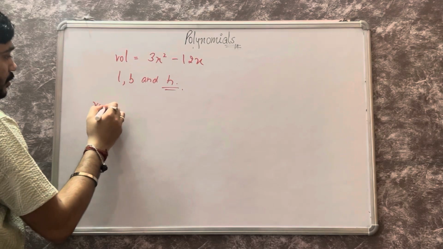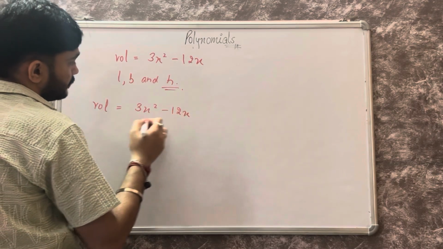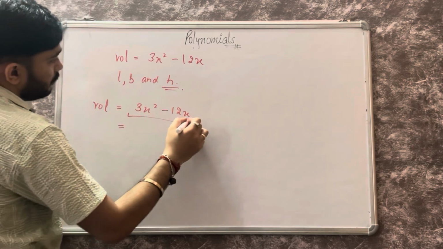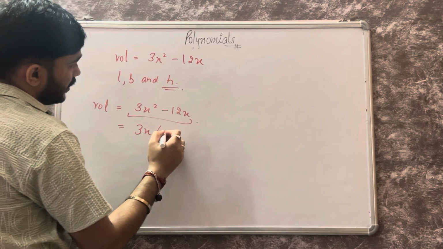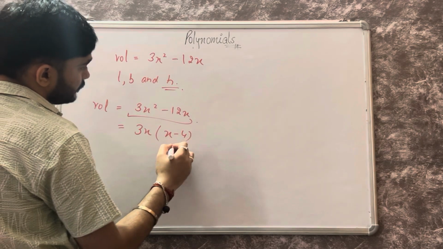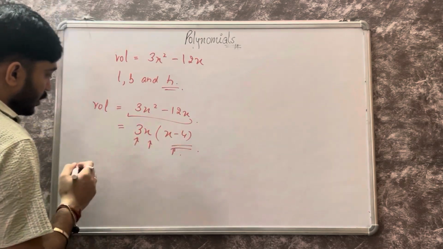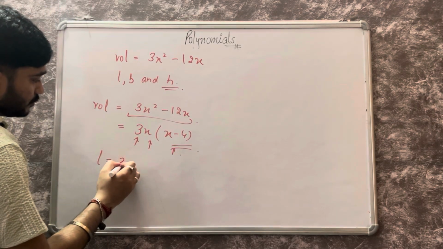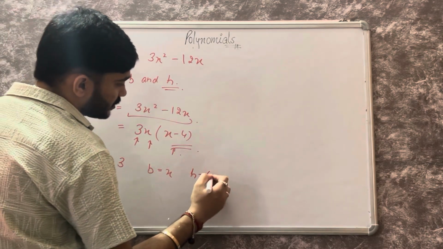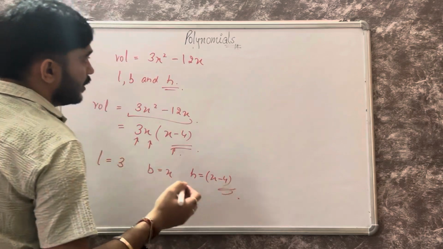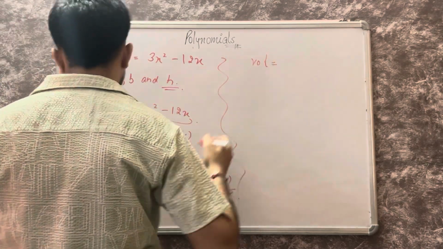Firstly, you know that volume given to us is 3x square minus 12x. Take whatever common between these two terms is, that is 3 into x, and you are being left with x minus 4. So you have three terms here, that is first, second and third. Now write it as length equal to 3, breadth is equal to x and height is equal to x minus 4. Any doubt?